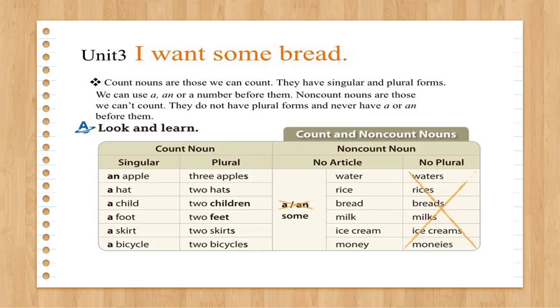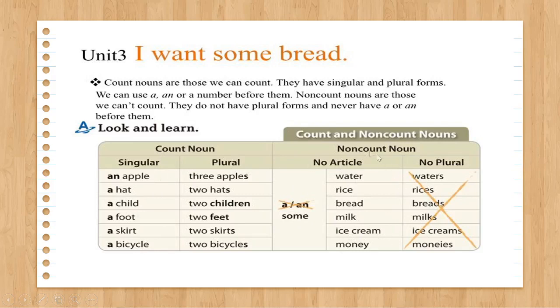So now let me explain to you. Count nouns are those we can count. They have singular and plural form. We can use a, an, or a number before them. Non-count nouns are those we cannot count. They don't have plural form and never have a or an before them. So if we use count noun, singular or plural, you can put the number or use a or an. But with uncount noun, you cannot use a and an anymore, right?